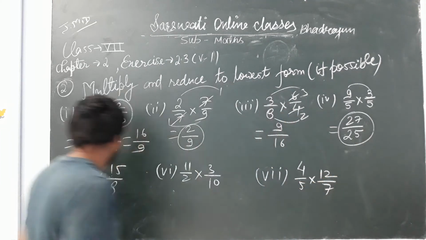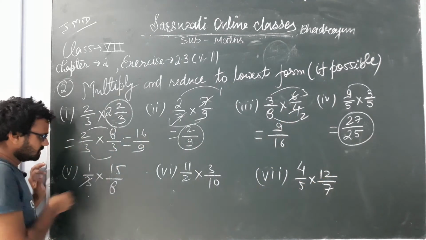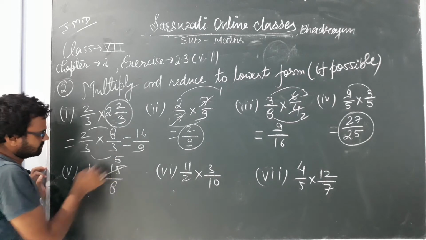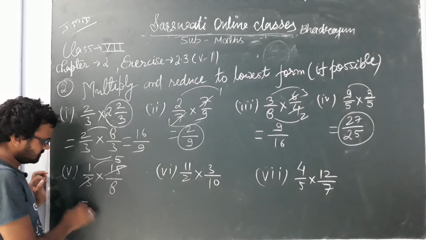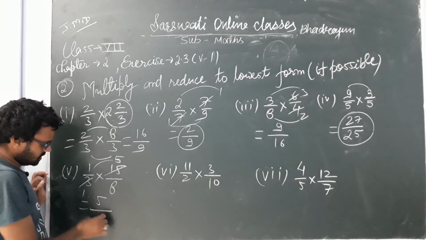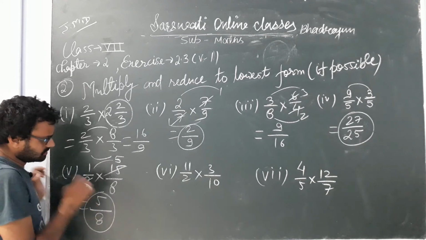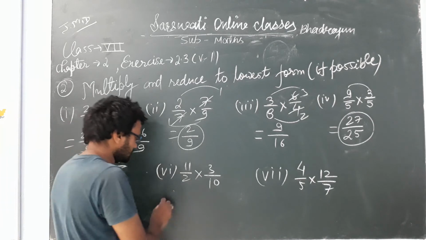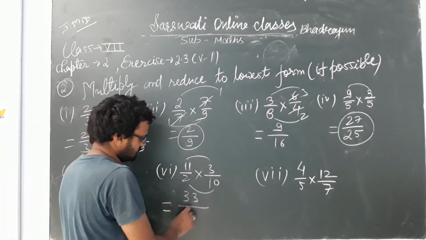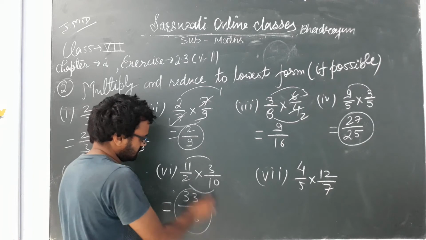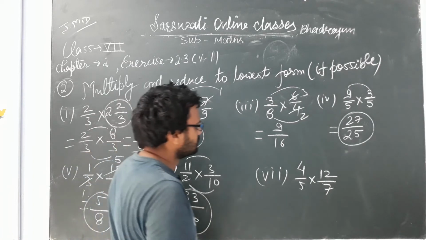Okay, next one is this one. First we will divide 3 5s are 15, 5 5s are 5 upon 8 1s are 8. 5 upon 8 is our answer. Now what we will do is, next one is 11 3s are 33 upon 10 2s are 20. This is 33 upon 20, which is our final answer.